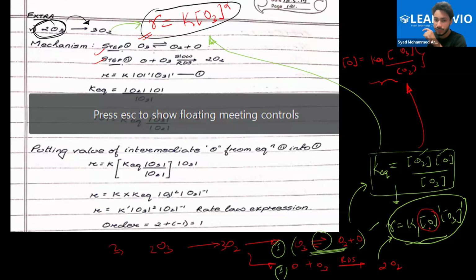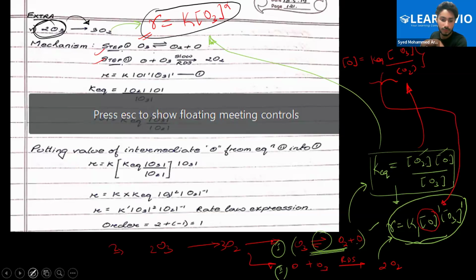I'm trying to say, I have to replace this concentration of O. Why? Because in my main rate law expression, there is no term which is only of O. So I have to replace this O. For that, I have to do some simplifications in the K equilibrium. Okay, so I have done the simplifications. Then I need to put the value of this O into this expression.